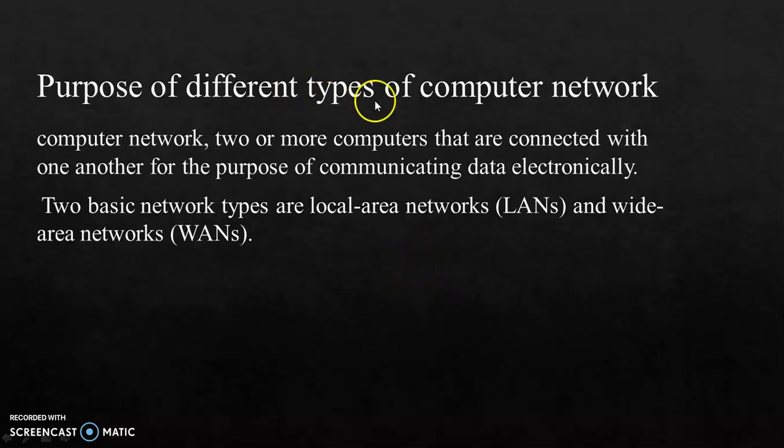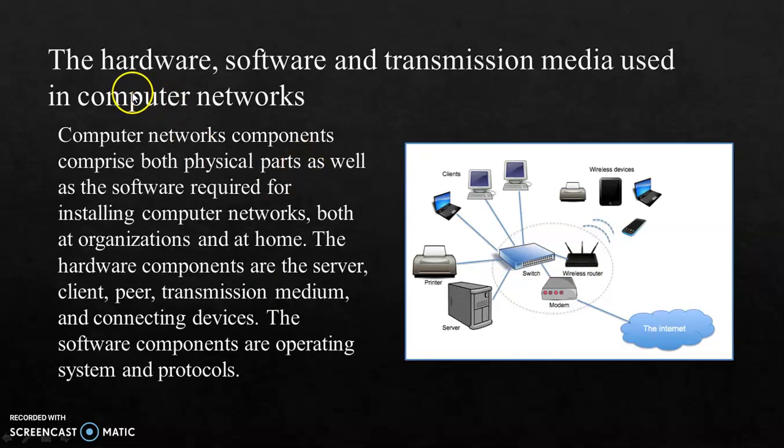Different types of computer network. A computer network is two or more computers that are connected with one another for the purpose of communicating data electronically. The hardware, software and transmission media used in computer networks. Computer network components comprise both physical parts as well as the software required for installation in a computer network.